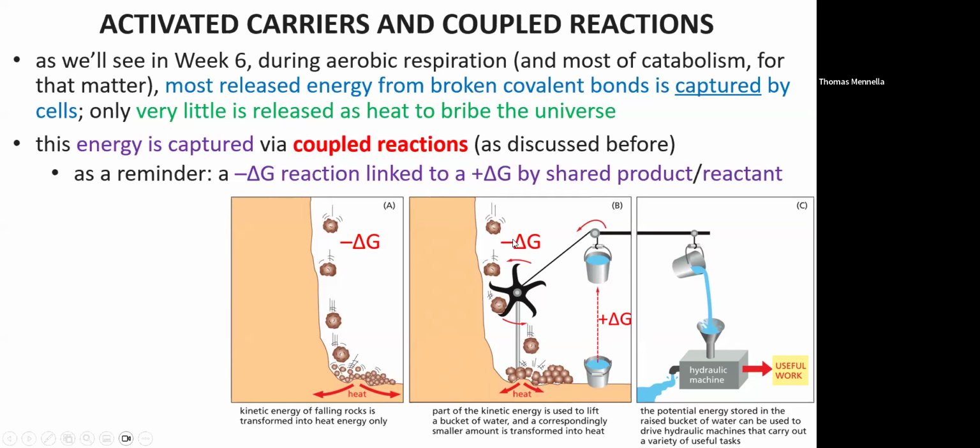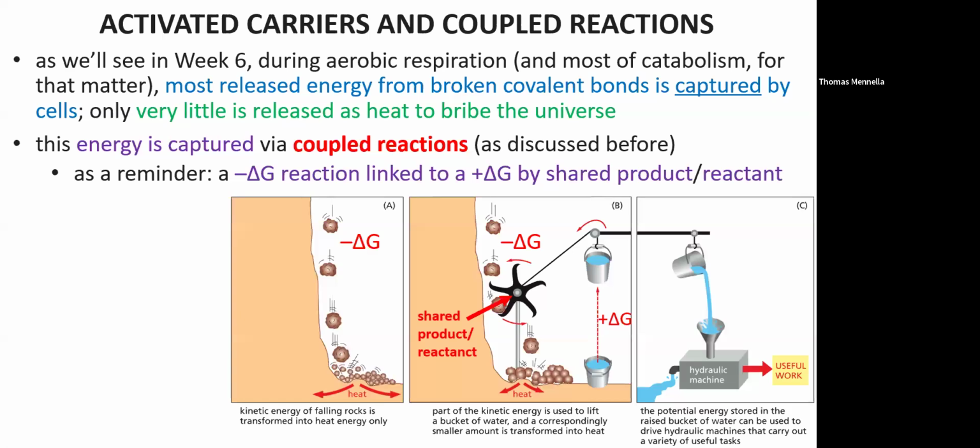I intentionally made this font bigger than this font because of the difference between this, let's say this is negative 10 units, this might be positive 8 units of free energy. And the difference between that, negative 2 units, is what the universe is getting as the bribe. That's the heat that's released and increasing the entropy of the local system.